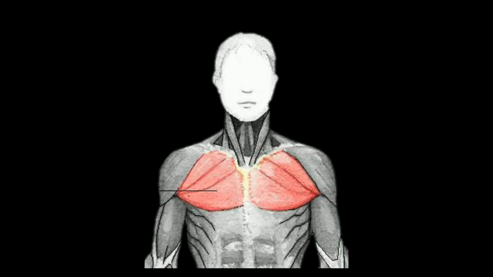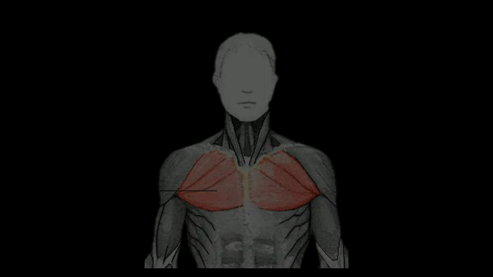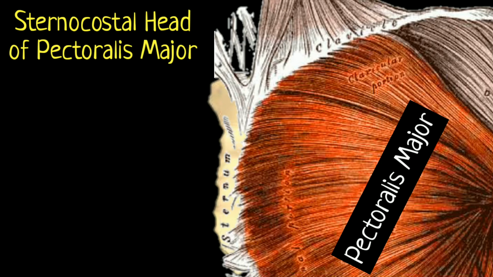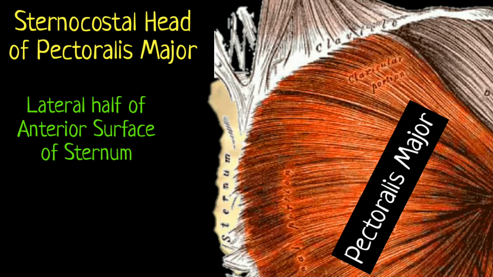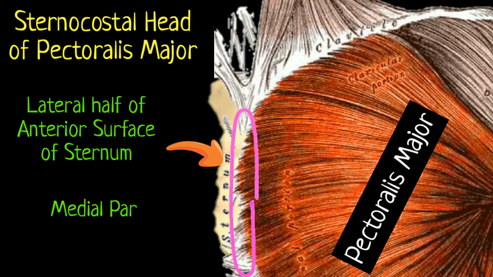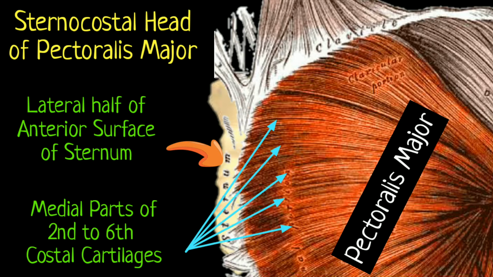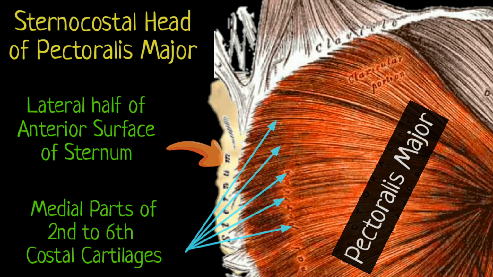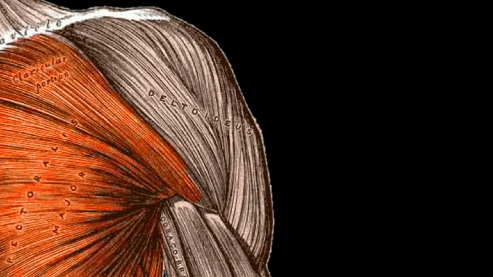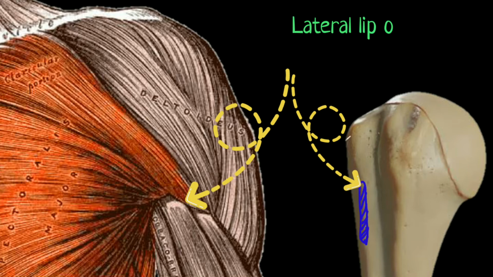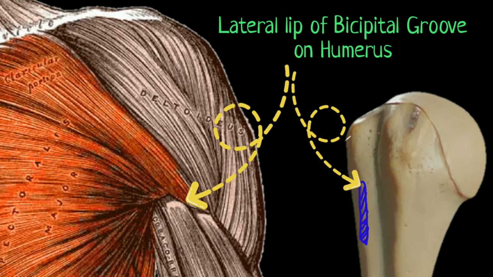Several muscles of the upper extremity originate from the chest wall. Sternocostal head of pectoralis major muscle originates from the lateral half of the anterior surface of sternum up to 6th costal cartilages and medial parts of the 2nd to 6th costal cartilages. It is inserted onto the lateral lip of bicipital groove on humerus.